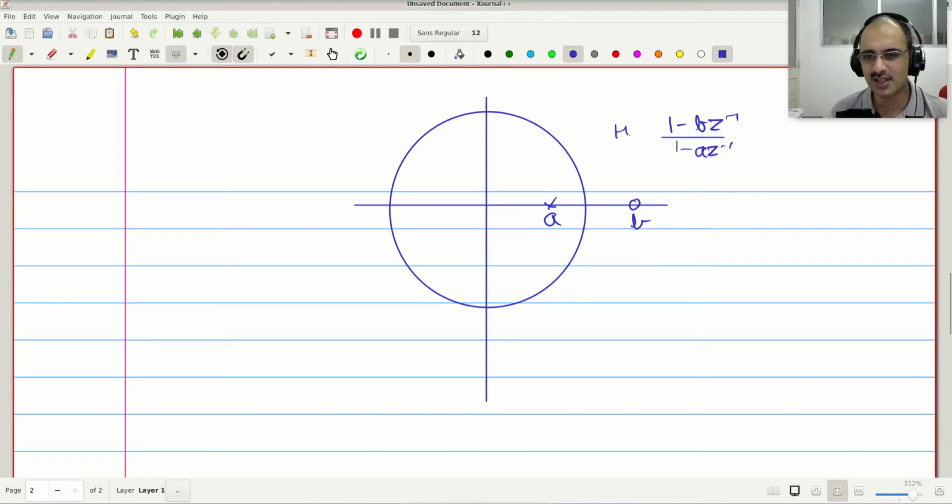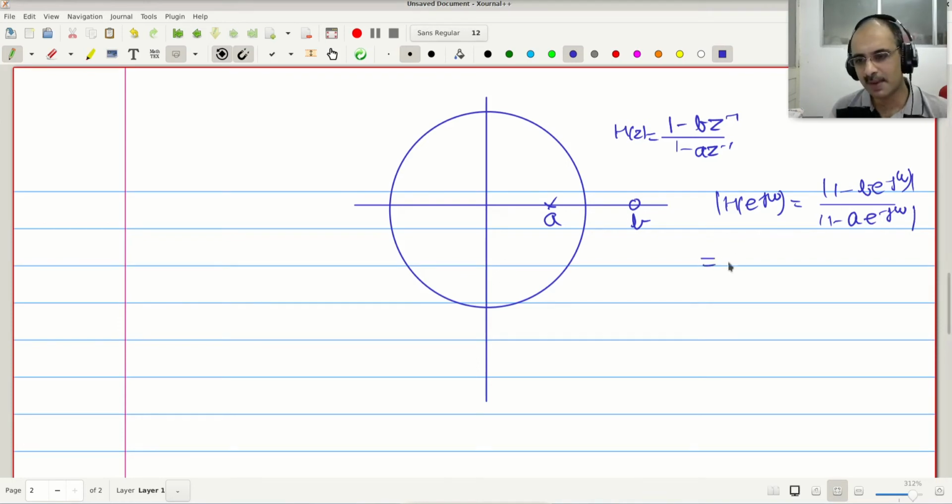I'll call this H of z. So if you have H of z as this, then the magnitude of H of e power j omega is actually going to be the magnitude of 1 minus b e power minus j omega, divided by the magnitude of 1 minus a e power minus j omega. Okay, but let me play a trick over here.